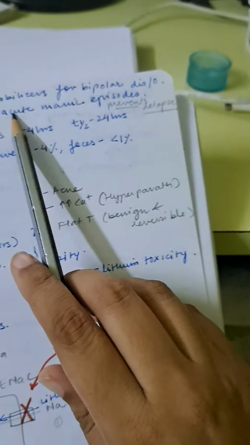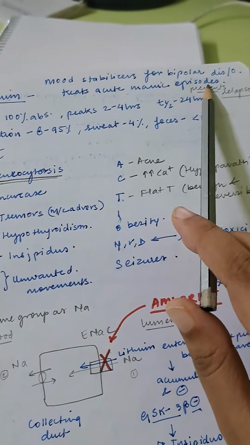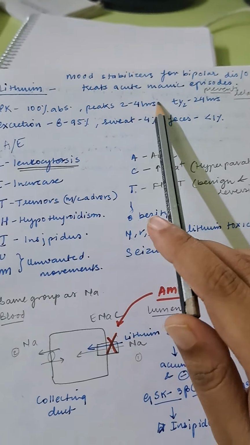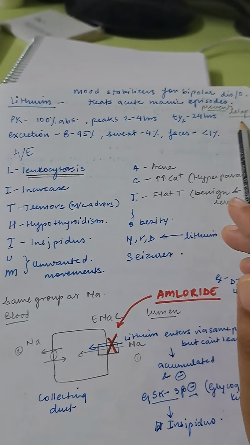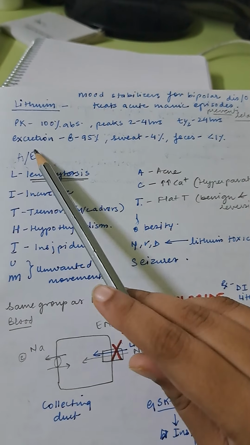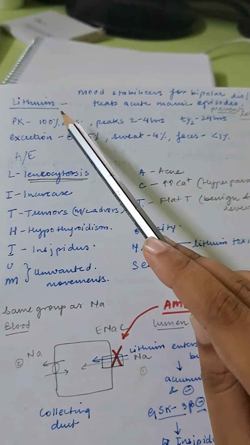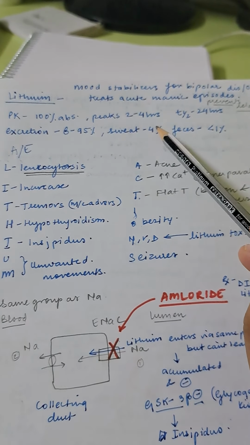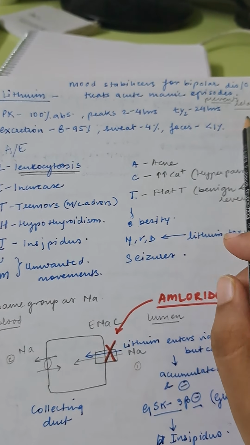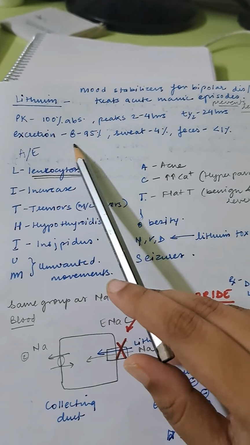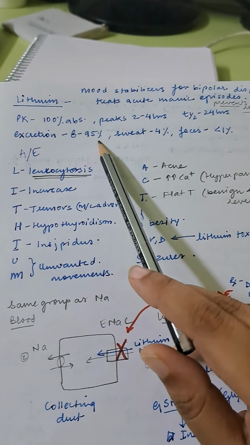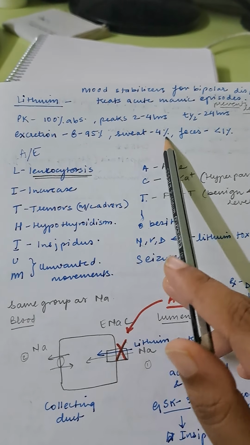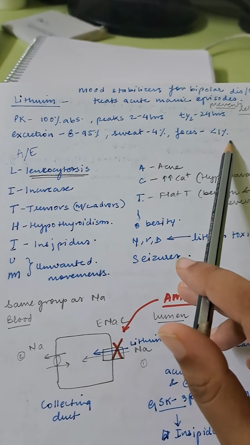Now, lithium is used as a mood stabilizer for bipolar disorder, and it treats acute manic episodes and prevents relapse as well. The pharmacokinetics is that it is 100% absorbed, peaks in around 2 to 4 hours, and the T half life is 24 hours. It is excreted through kidneys 95%, through sweat 4%, and feces less than 1%.